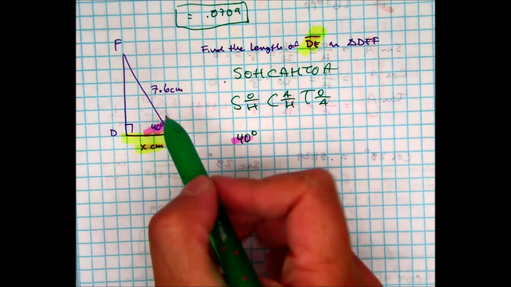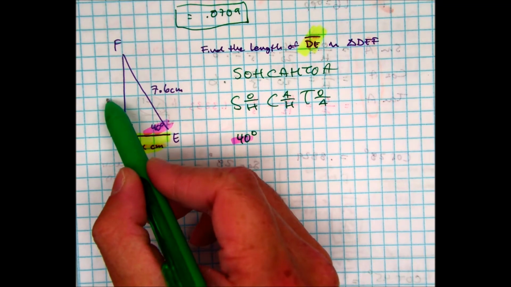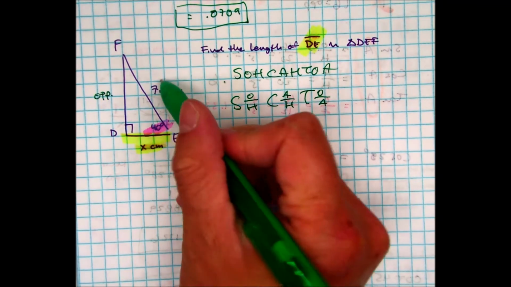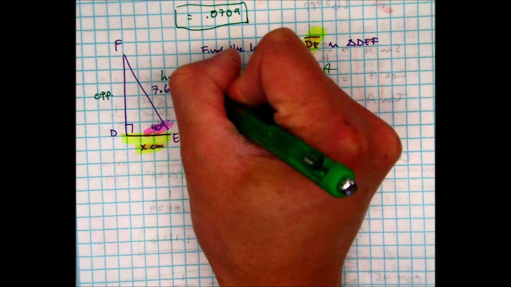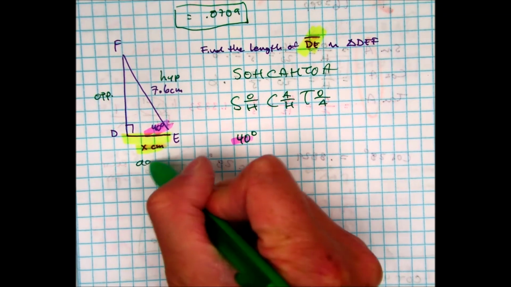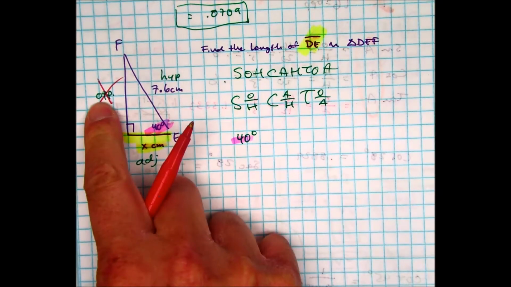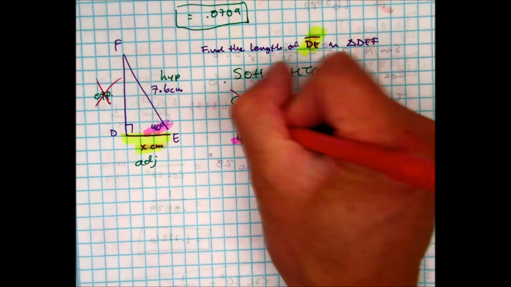From here I can label the sides. Class, this side is called the opposite. This one is the adjacent, and this one the hypotenuse. Which one do I not need, class? So anything with an O I can cross off.